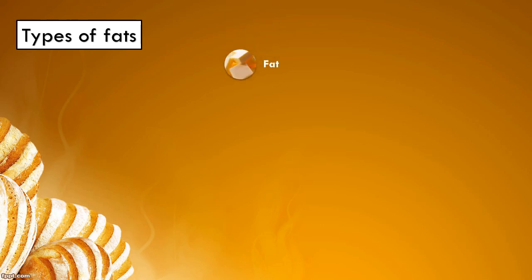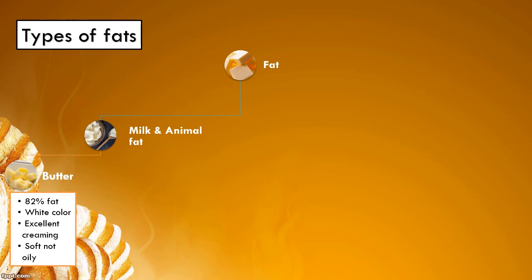Let us see the types of fats, divided into two. One is milk and animal fat. Butter is an example of animal fat which contains 82% fat and is white in color, having an excellent creaming quality. It appears to be soft but not oily.